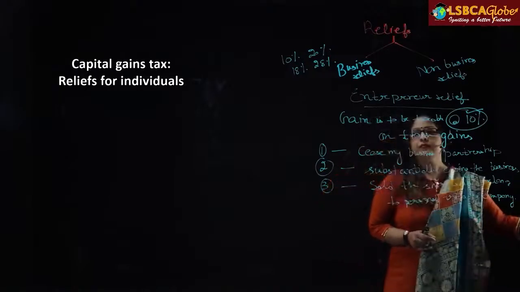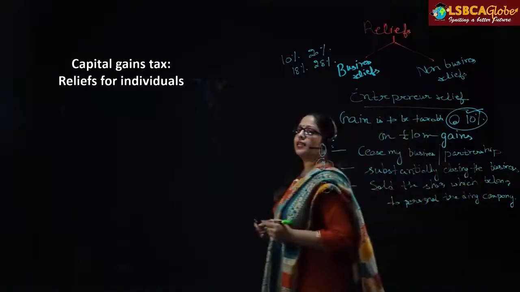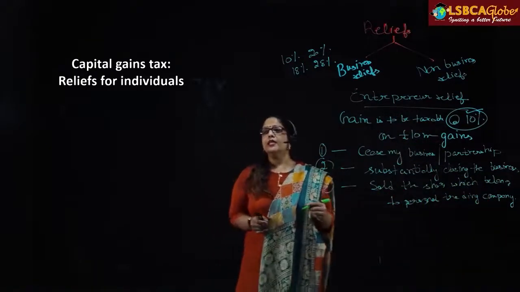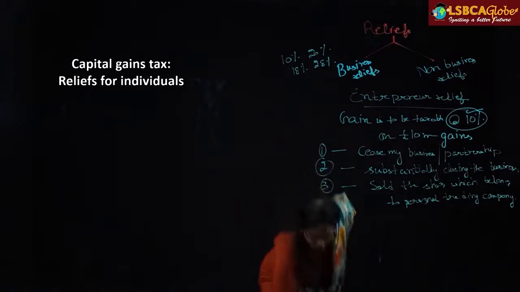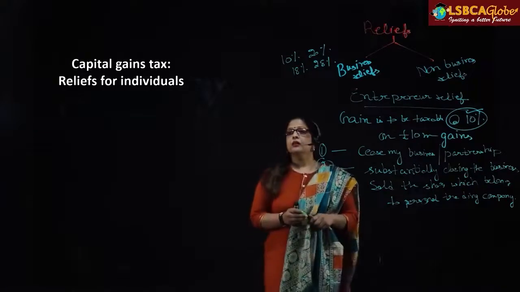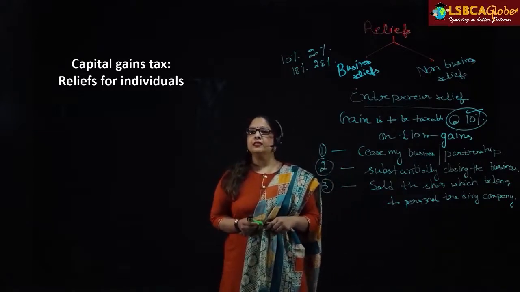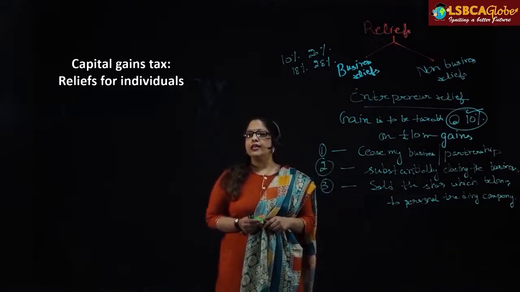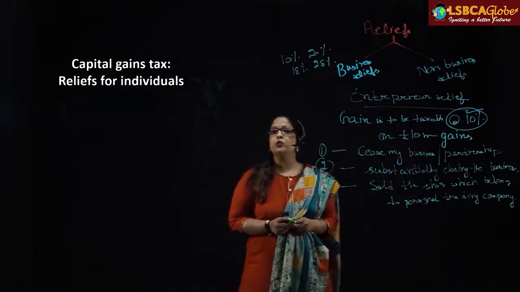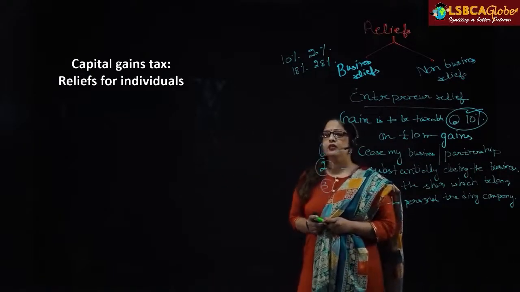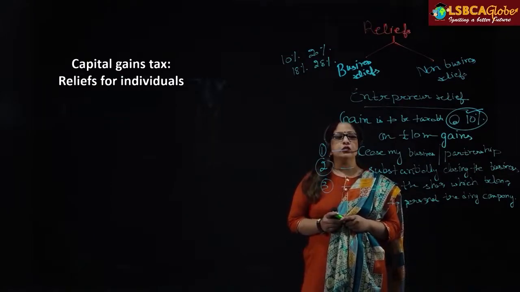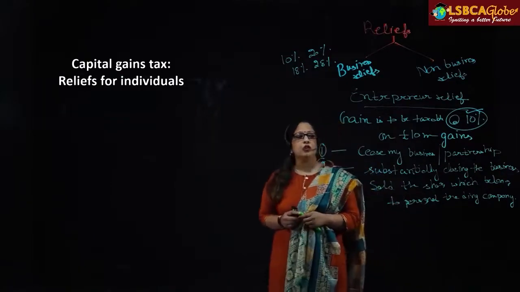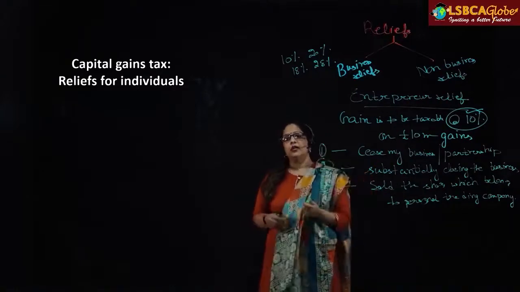Okay, class? So what are they saying? Just listen again. Gain is to be taxable at the rate of 10% on the first 10 million if I first cease the business completely, and whatever the gains on the assets is there, that is going to be taxable at the rate of 10%. Secondly, the business is substantially closed. Third, you sold the shares which belong to the personal trading company.